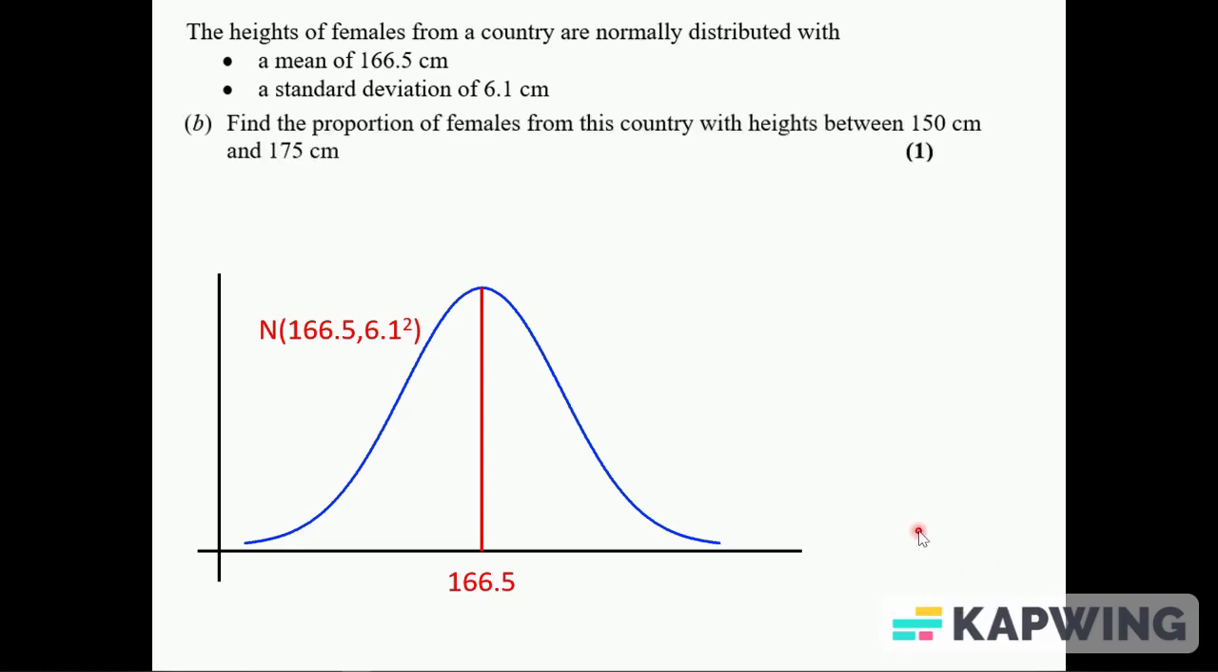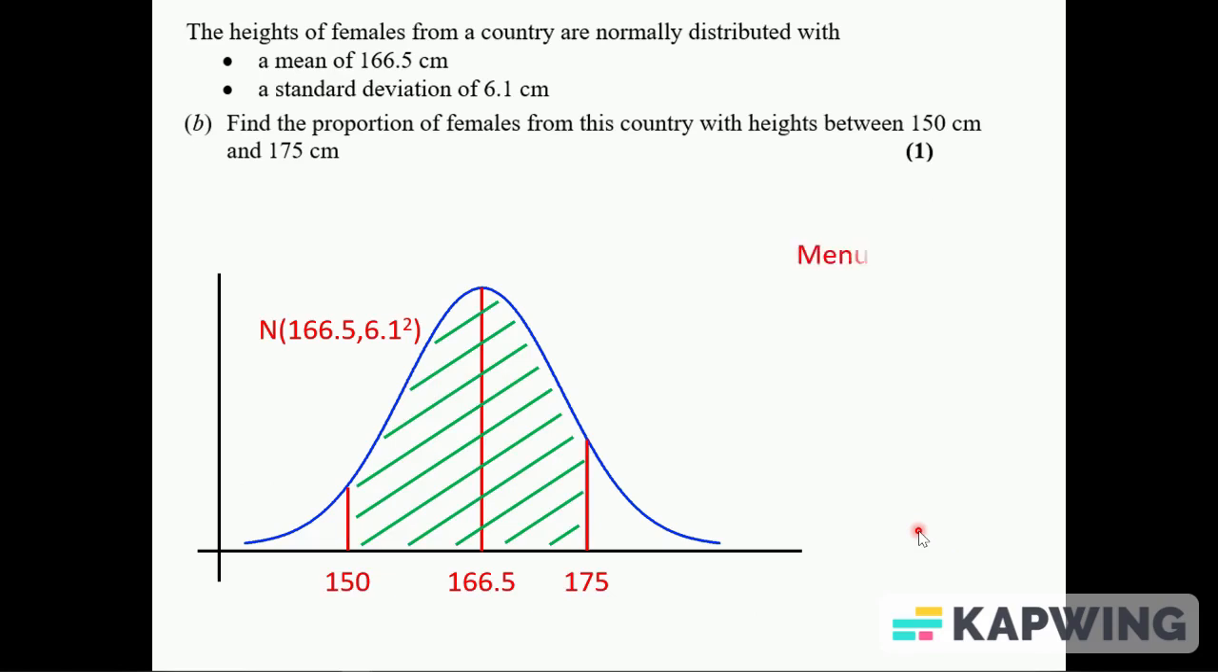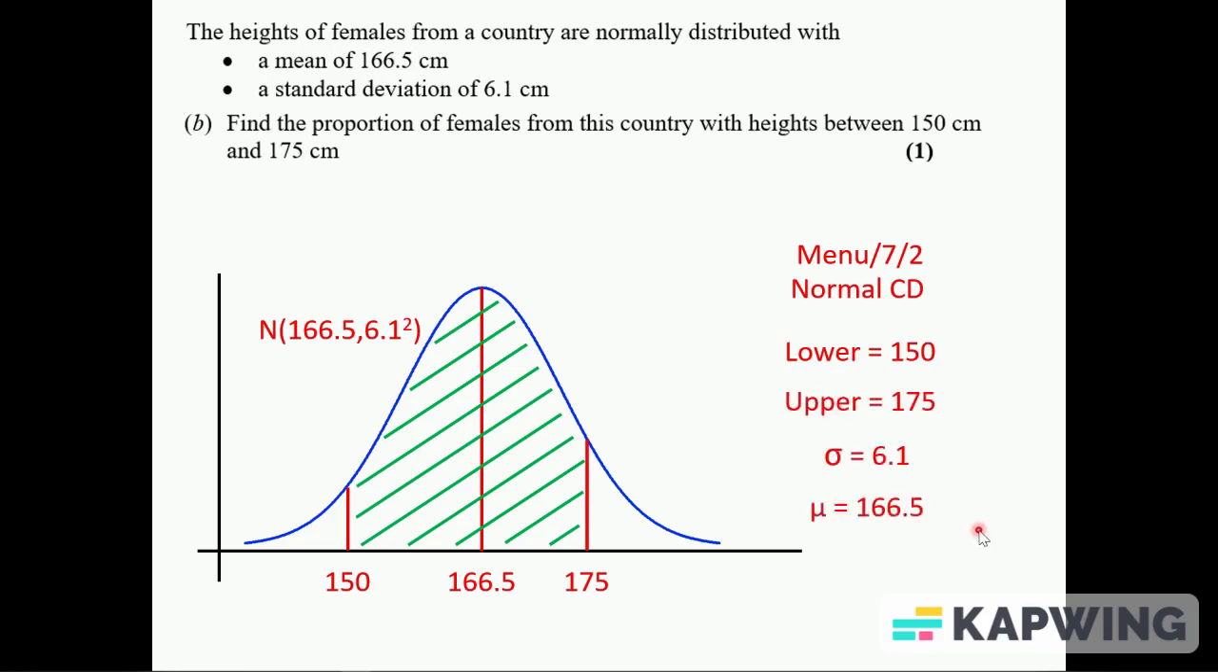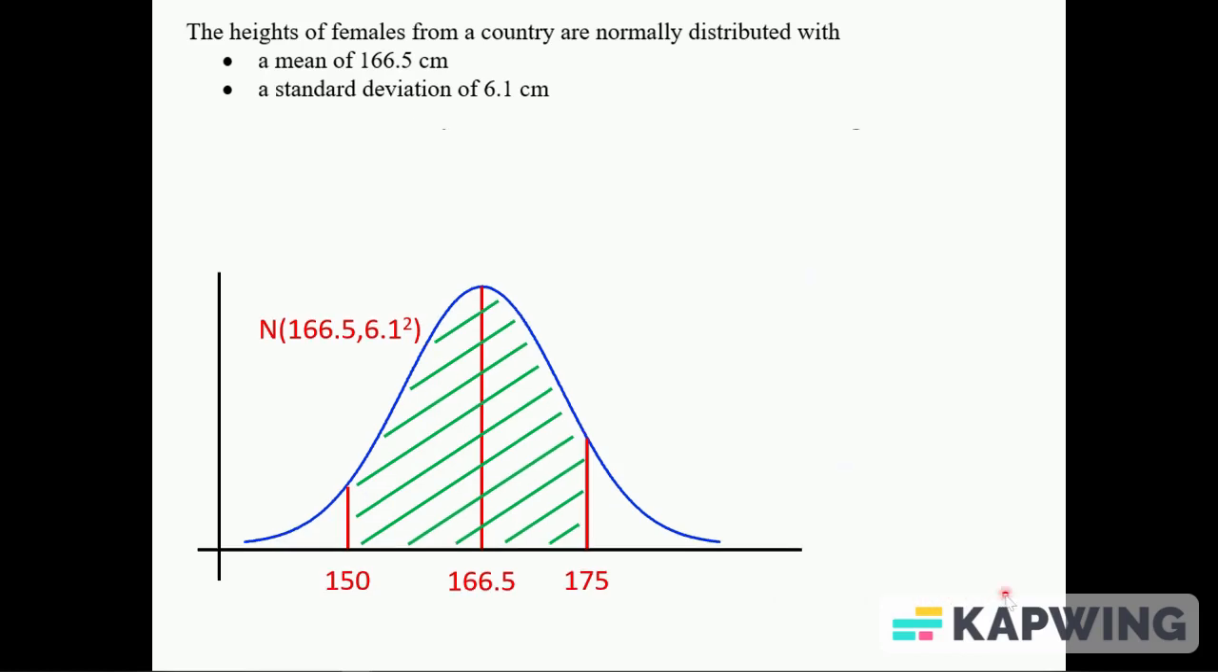Then it says, find the proportion of females in the country with heights between 150 and 175. 150 is down there below the mean, 175 above it. We want this area. So we've got menu 7.2, normal CD, lower 150, upper 175, sigma, and mu. You should still have the calculator set up from before. And then that area between 150 and 175 is 0.915, to three significant figures.